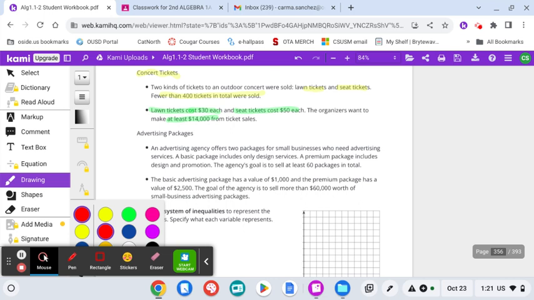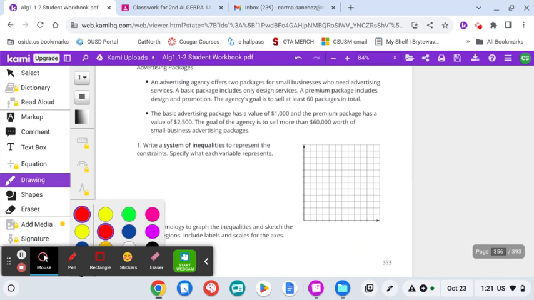We're trying to write 2 inequalities in order to put those 2 inequalities into a system of inequalities on the graph. So we've got a constraint based on how many seats can be sold. Lawn tickets and seat tickets, fewer than 400 in total, were sold. And I'm going to call X the lawn tickets, Y the seat tickets, and fewer than 400 were sold.